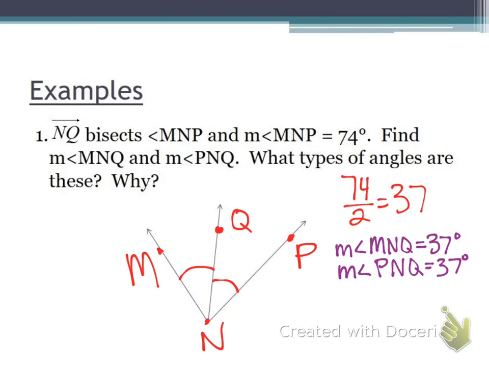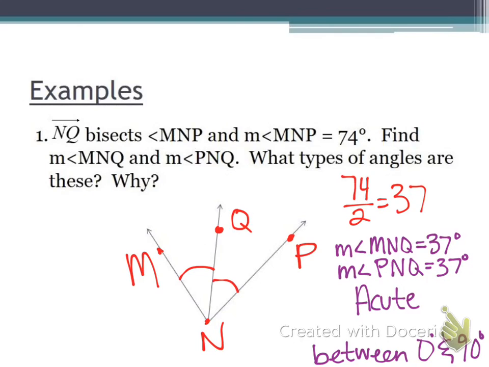What types of angles are these? Acute. Why? They are between 0 and 90. Sorry, that's hard to see at the bottom there. So they are acute because they are between 0 degrees and 90 degrees.